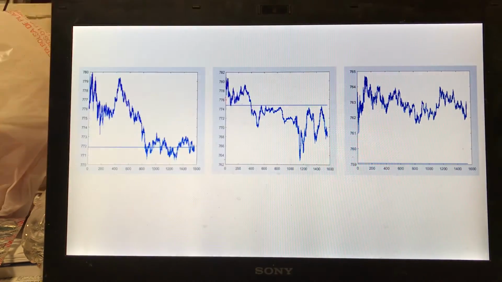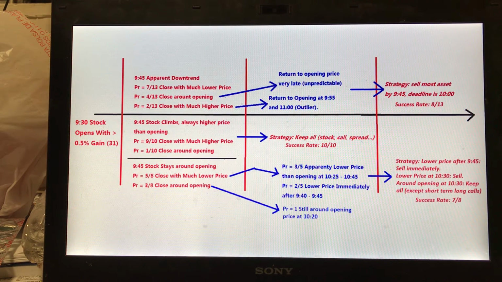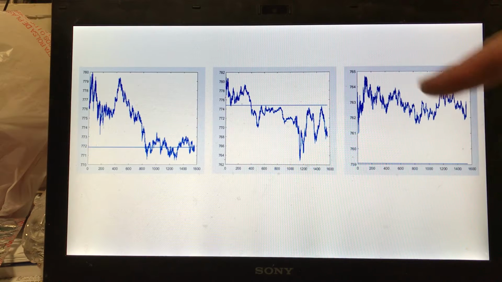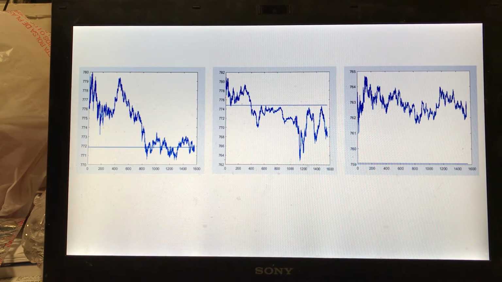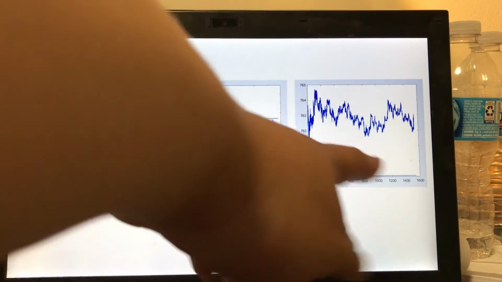And for the second case, it's also an apparent downtrend by 9:45. And for the third case, the stock is pretty volatile when the market opens, and you see an apparent uptrend by 9:45, and it didn't return to the opening price by about 10 a.m. So according to our algorithm, we are keeping this stock.